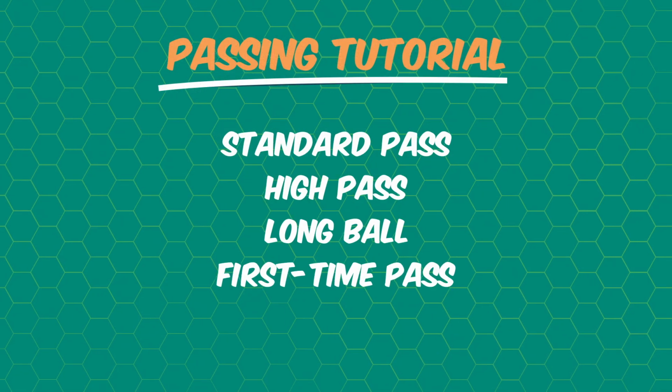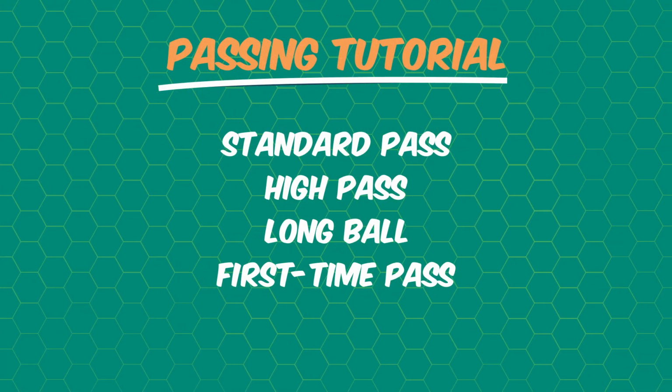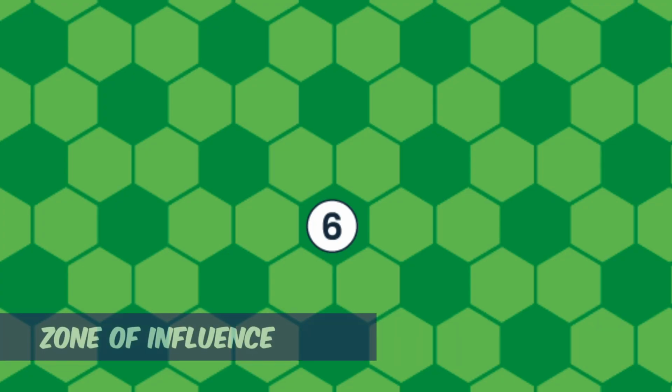There are 4 types of pass in counter-attack: the standard pass, the high pass, the long ball and the first time pass. Let's have a look at how each of them works. With each example, I'll look at the defending player's zone of influence. So let's have a look at that first.